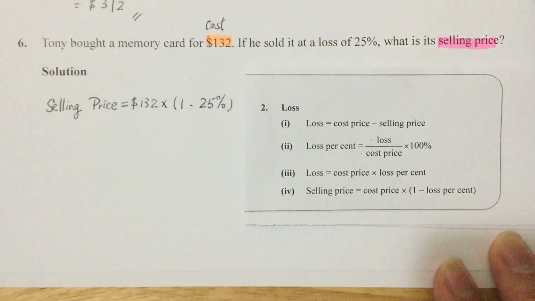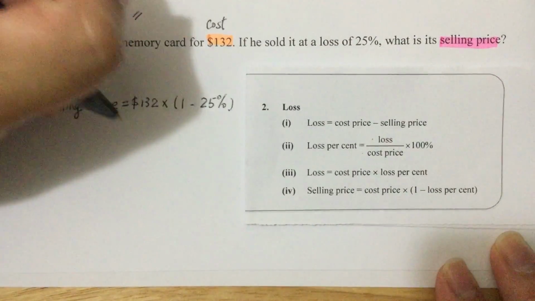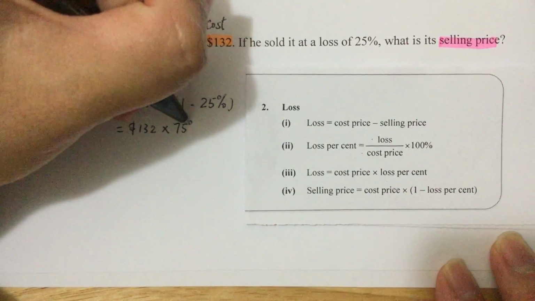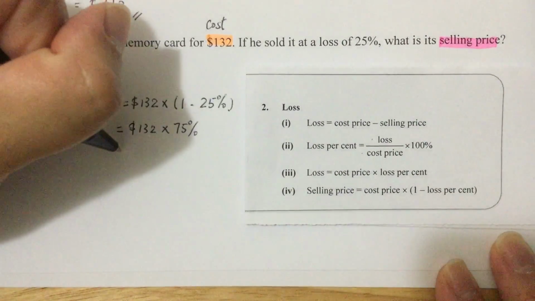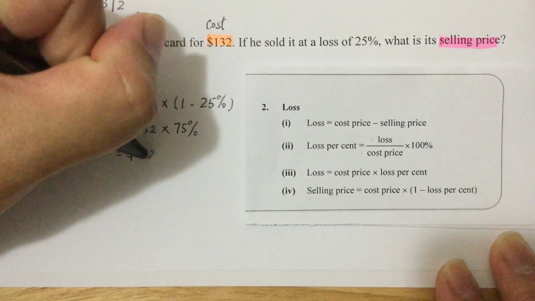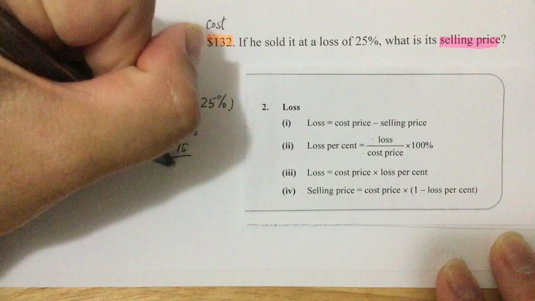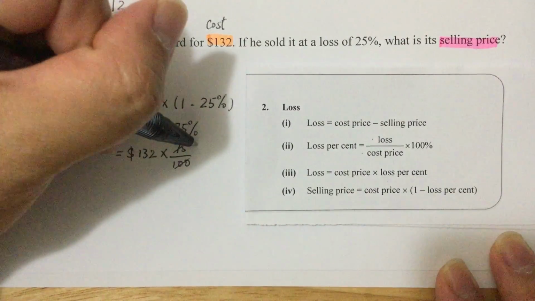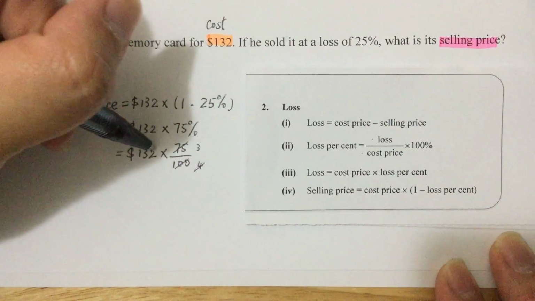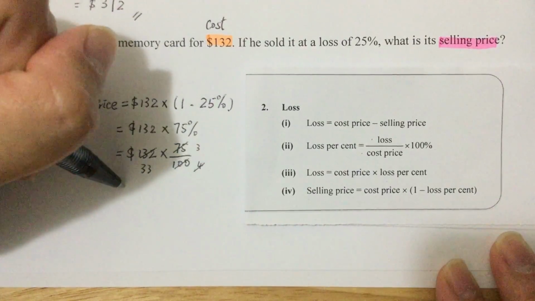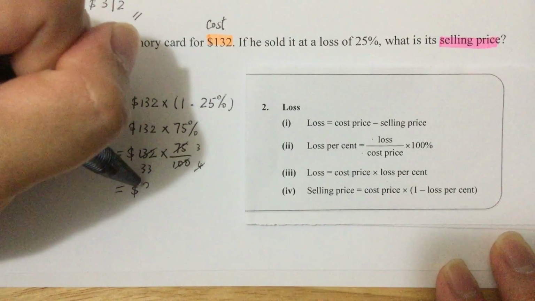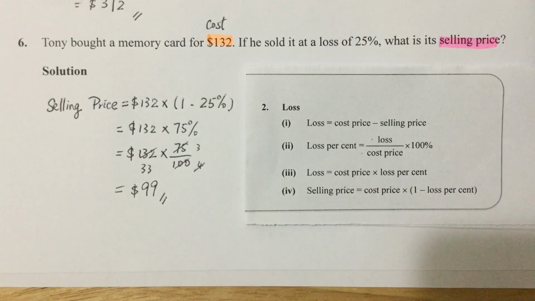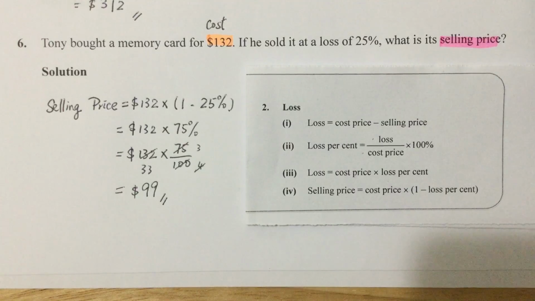Okay, so we have something like this. And then we can write this as 132 times 75%. Okay, and then we have 132 times 75 over 100. So we do the cancellation once again. The 25, this is 3, this is 4, and then 4 with 100 is 33. Okay, so the answer for the selling price is $99. Okay, so this is question 6. I hope you can understand what I'm doing.